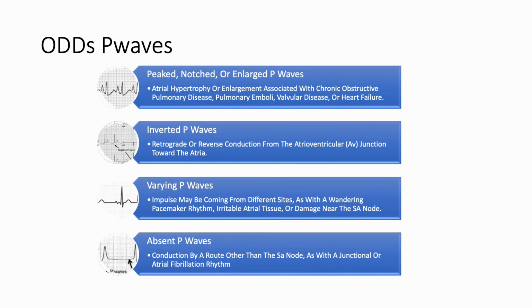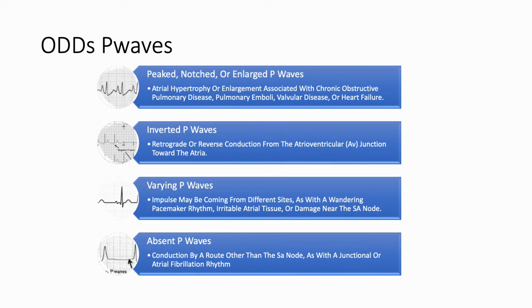Next are the abnormal or odd P waves. Here you may find a tall P wave or peaked P wave. When the P wave is more than 2.5 small squares, we label it as an enlarged P wave. We also label it as P pulmonale. The causes are atrial hypertrophy or enlargement because of pulmonary hypertension. It may also occur in valvular heart disease or heart failure.